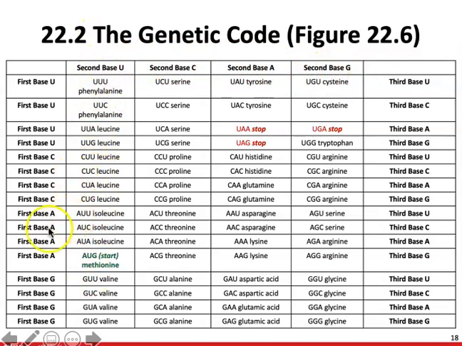So we found the A's, U, and then the third base is also an A. So that's going to be down here in this row. So the intersection point, or where all three of these intersect, is going to be right here. First base A, second base U, third base A. AUA is isoleucine.